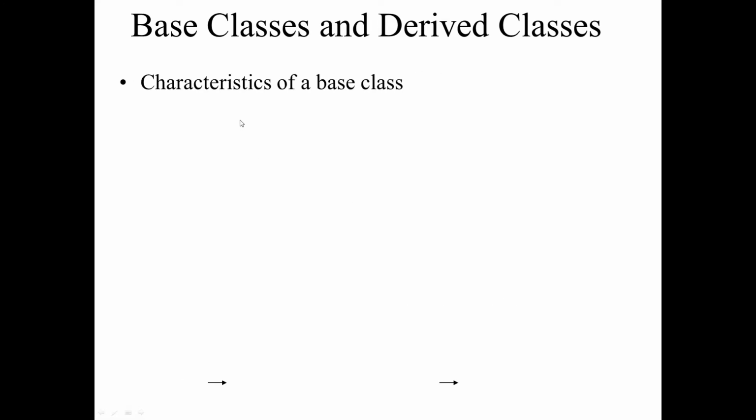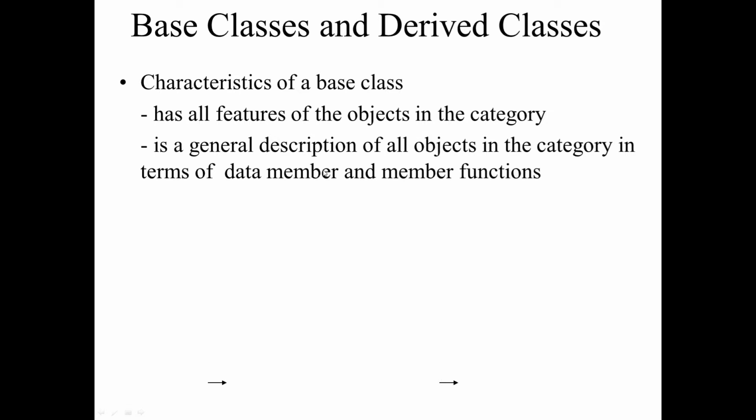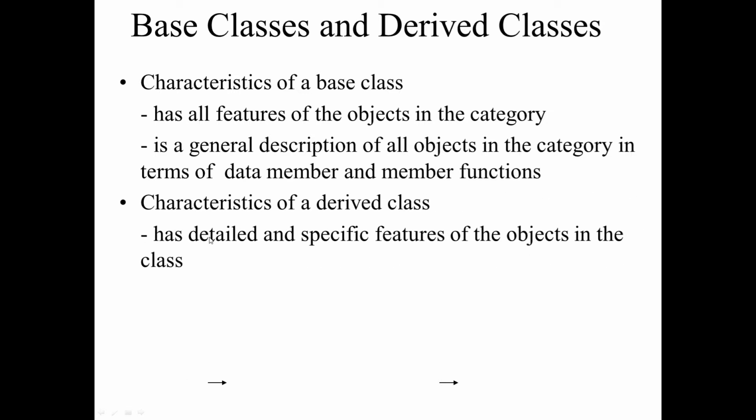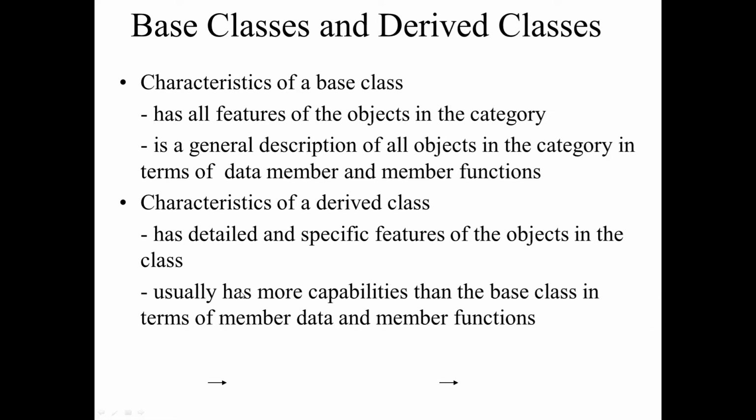Next, we are going to see the characteristics of base class. It has all features of objects in that category. It is a general description of all objects in that category in terms of data members and member functions. Now, what is derived class? Derived class has a detail and specific features of the object in the class. So it has all the features of the base class plus it has its own features. So it usually has more capabilities than the base class in terms of member data and member functions.